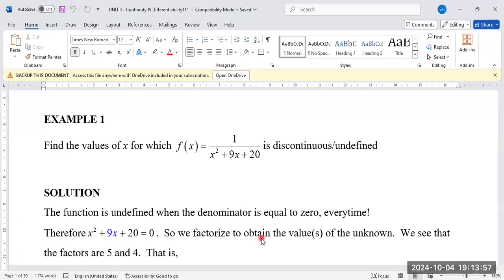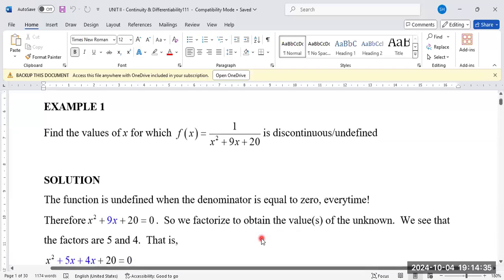give you a second opportunity to fully understand the factorization. So it says the function is undefined when the denominator is equal to 0 every time. Watch me. Therefore, I'm going to set the denominator equals 0. Therefore, x squared plus 9x plus 20 equals 0. So we're going to factorize in order to obtain the value or the values of the unknown.